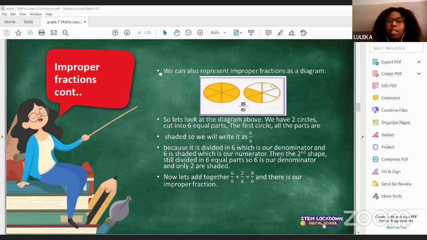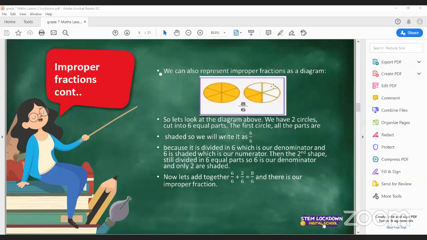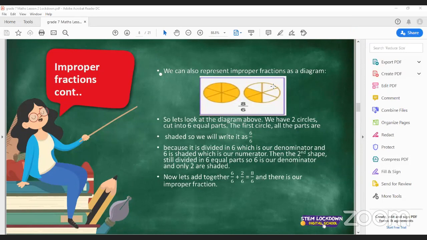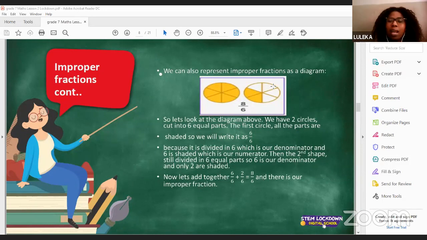Okay, here is a diagram of an improper fraction. The first circle has been cut into 6, and they are all shaded. The second one is cut into 6 as well, but only 2 are shaded. Our denominator will be 6 because the circle has 6 pieces. So we count those pieces, that will be your denominator. Then we count the shaded ones: 6 on the first, plus 2, we have 8. So our numerator will be 8.